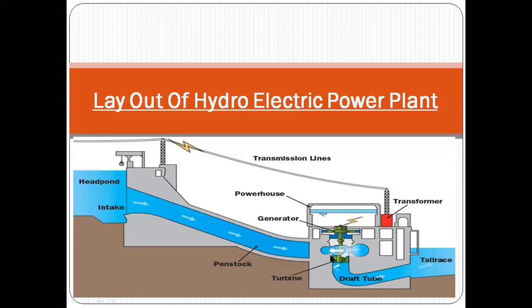Now when the water strikes the turbine, after the striking, the water is passed through this draft tube, and after that the draft tube is connected to the tail race, and after that this water will be fed again to the river.